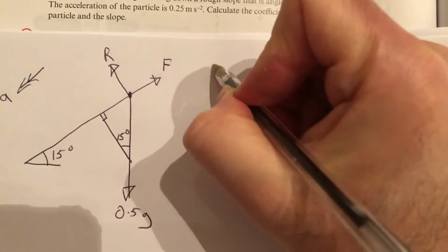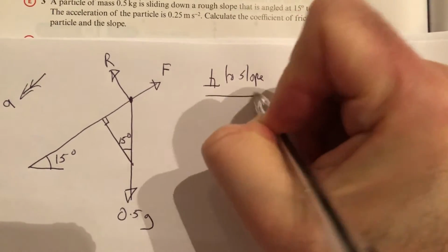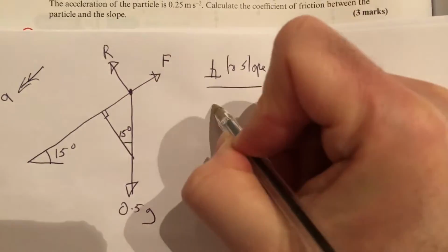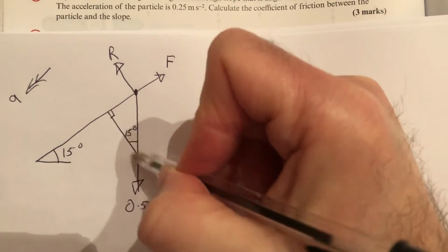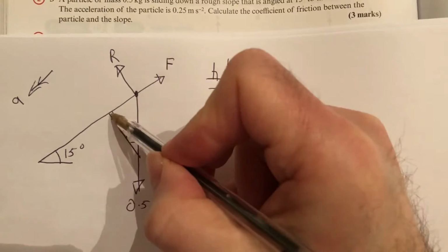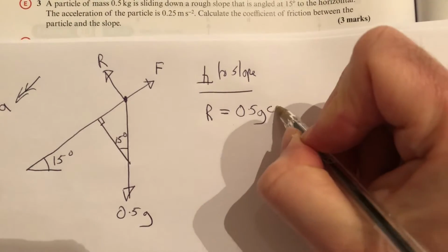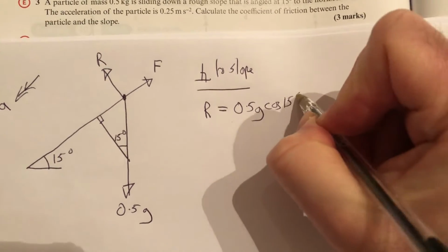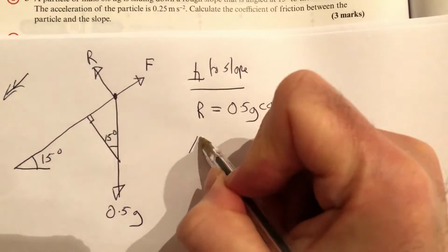Right, so what I'm going to do is resolve perpendicular to the slope. I'm going to have R as perpendicular, and equal and opposite it must be this bit, which is the weight component perpendicular. So the weight is 0.5g, and this bit is adjacent to 15 degrees, so it's going to be cosine 15 degrees. So R equals 0.5g cosine 15 degrees, that's it, simple.